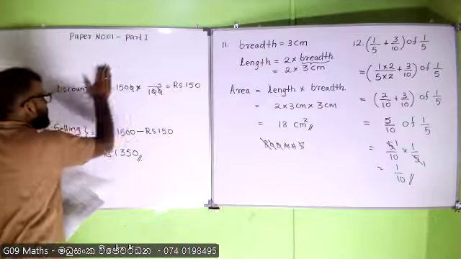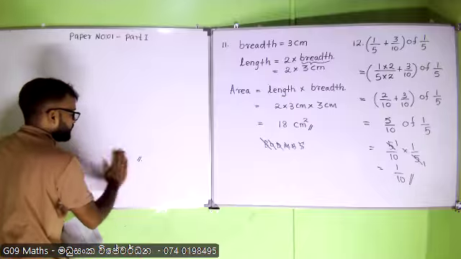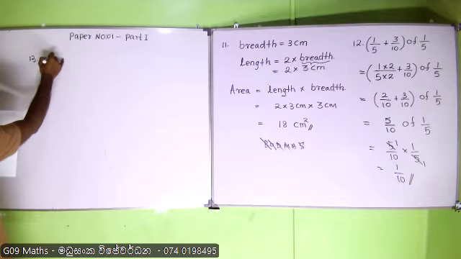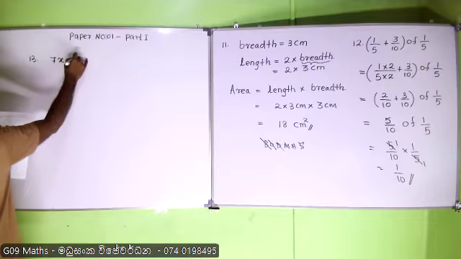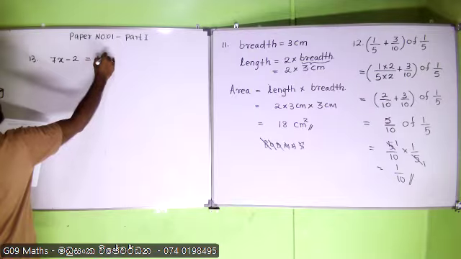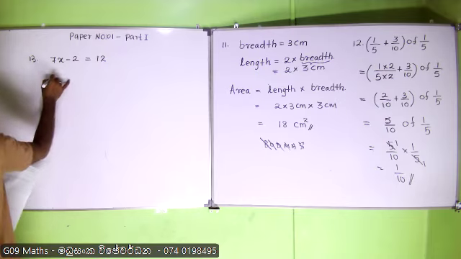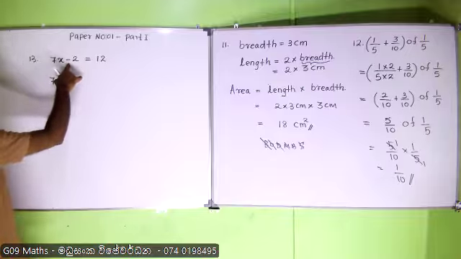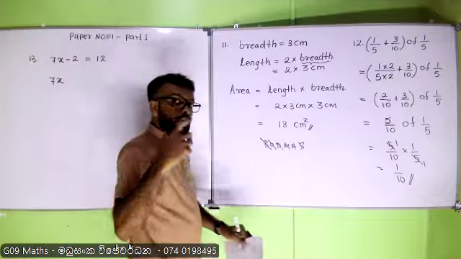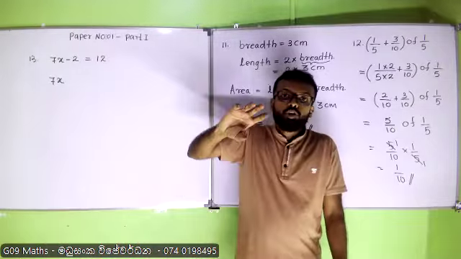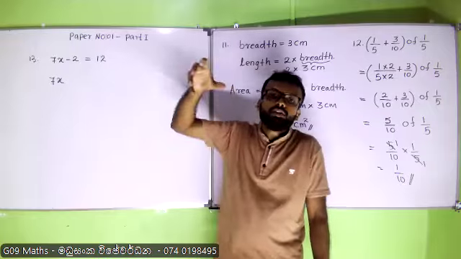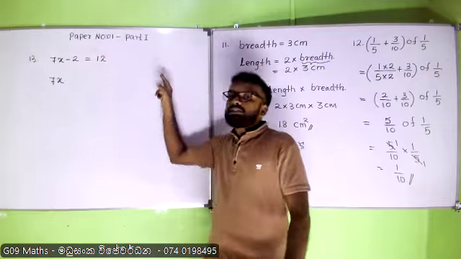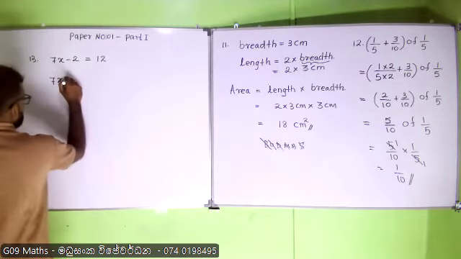The 13th one. Solve using axioms: 7x minus 2 equals 12. So how to use the axioms? If you want to remove 2, according to axioms you are going to do the opposite thing of negative 2. The opposite of negative 2 is positive 2. That means you are going to add 2 to both sides.